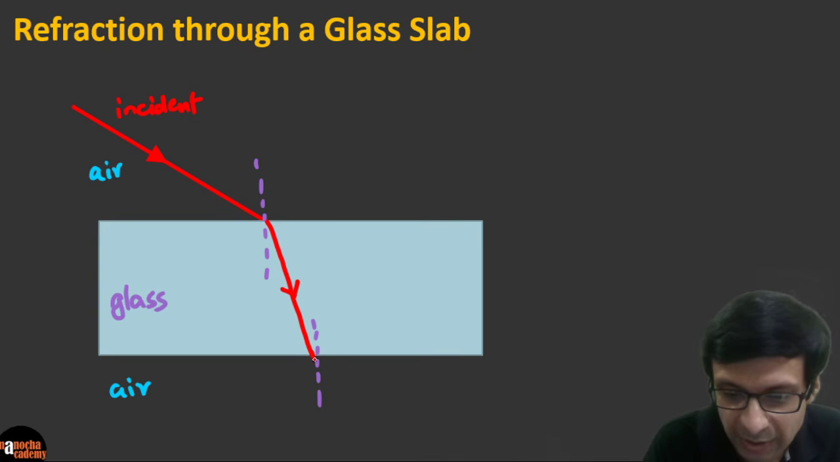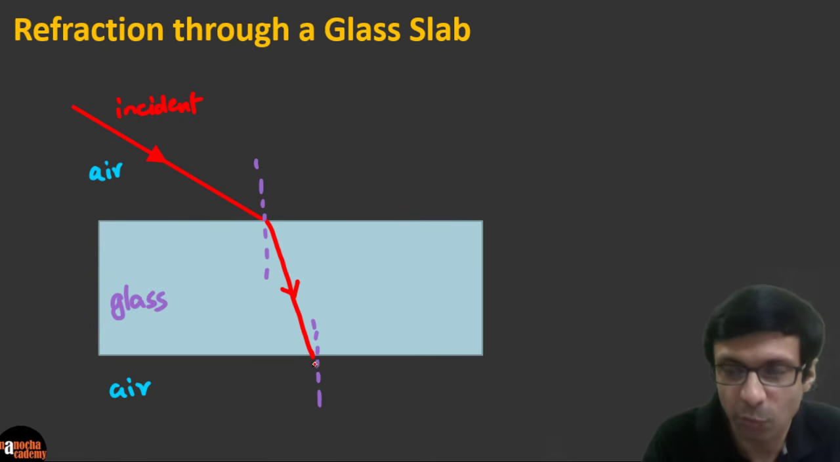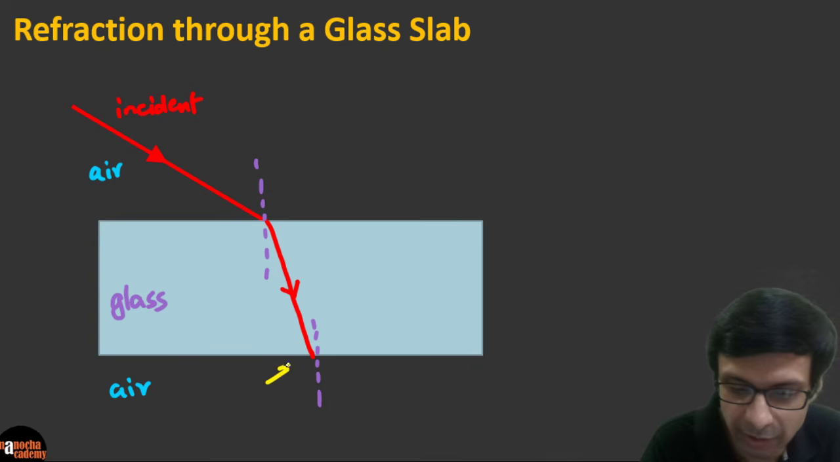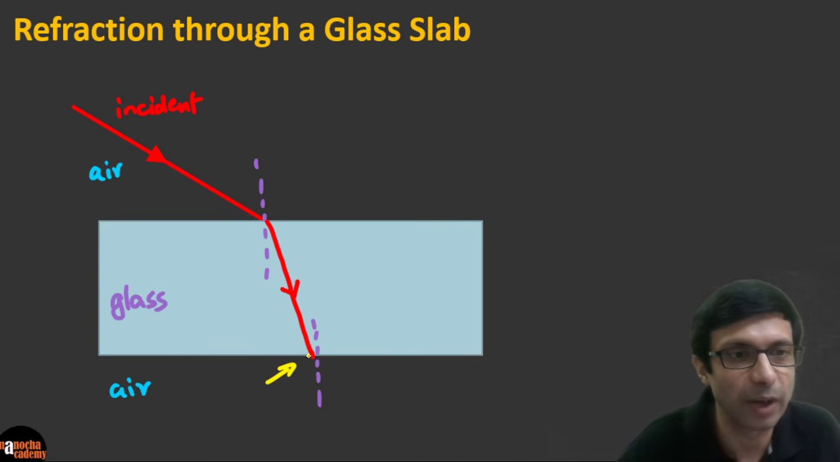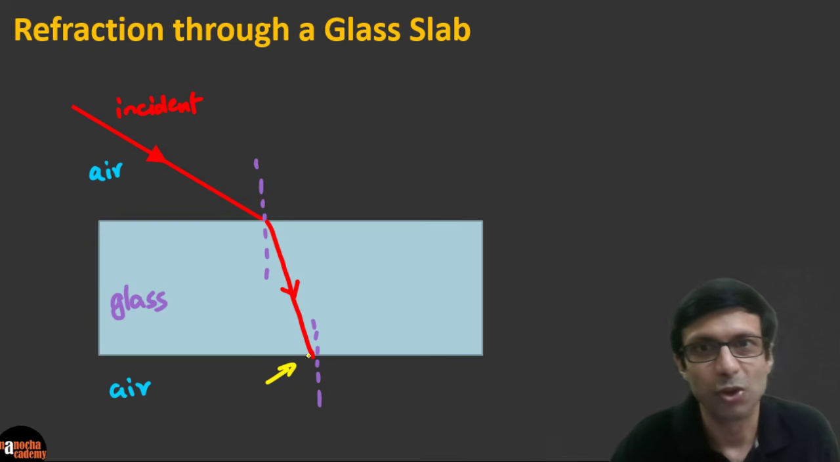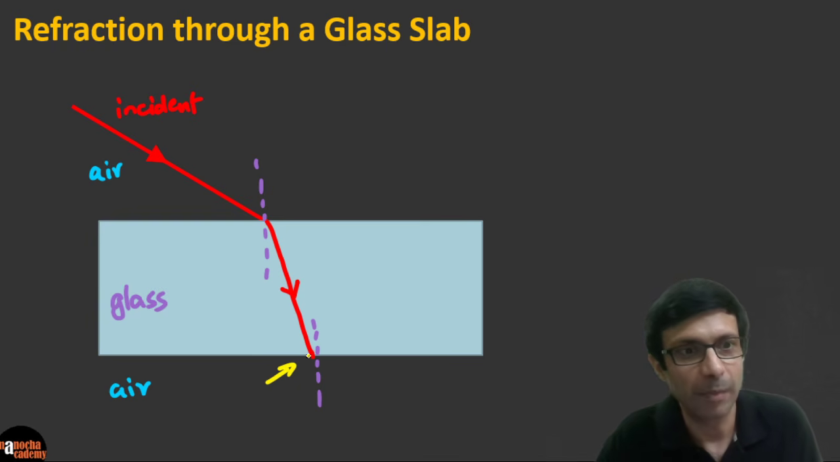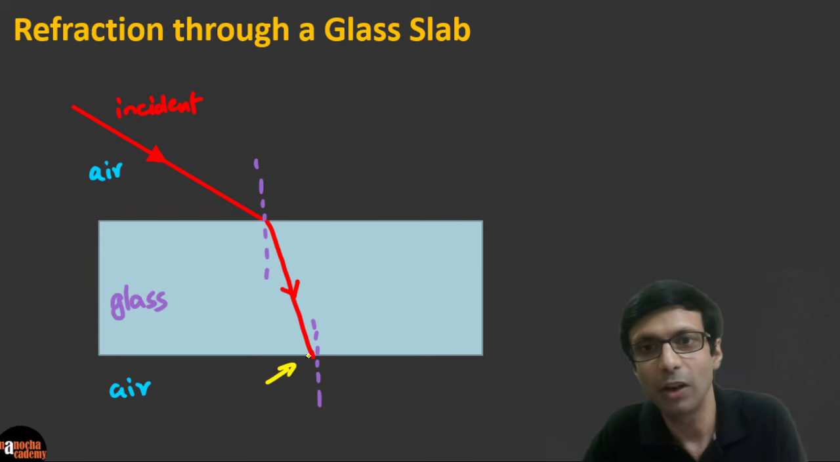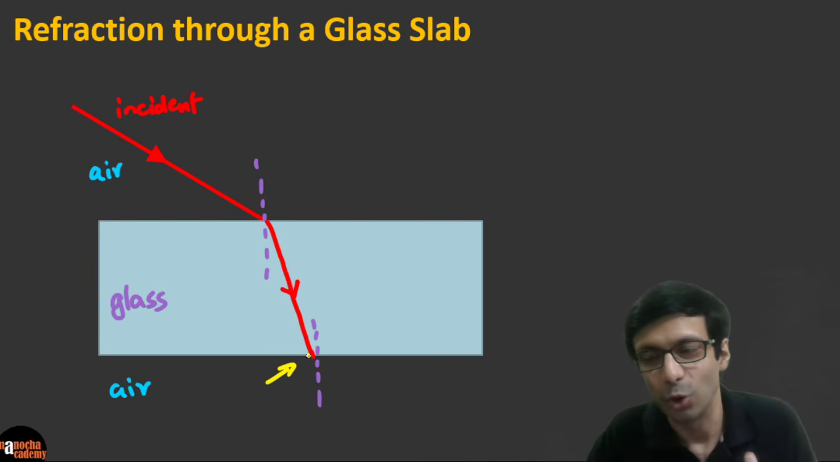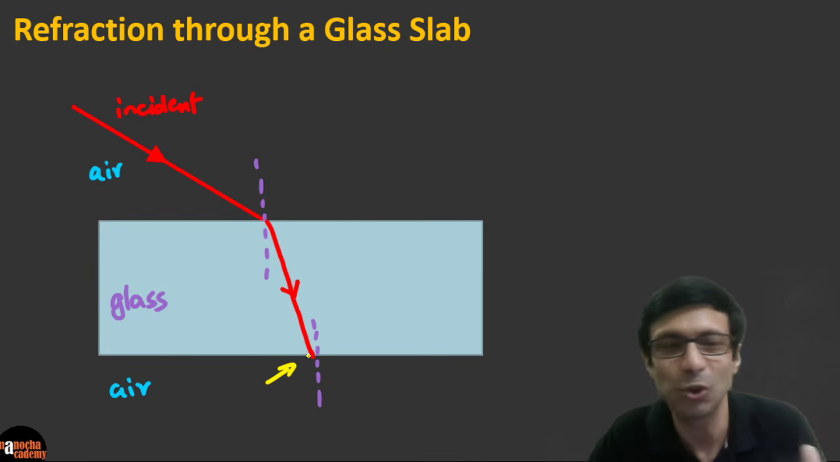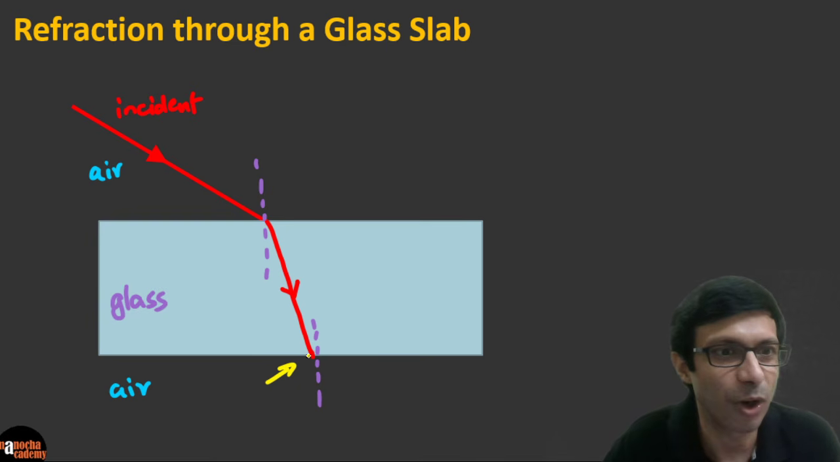So you can see that. What do you guys think will happen? Will light bend towards the normal or away from the normal at this point here? So when light is coming out of the glass slab, will it bend towards the normal or away from the normal? Note here, light is going from glass to air. So guys, what do you think is going to be the answer here?